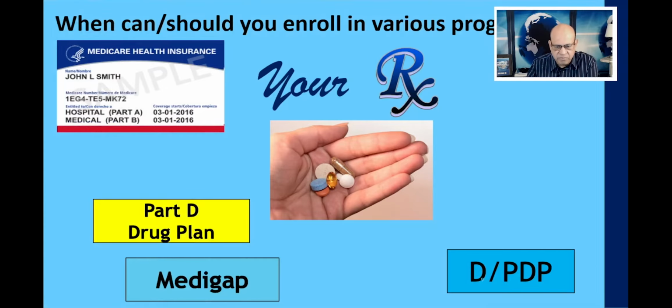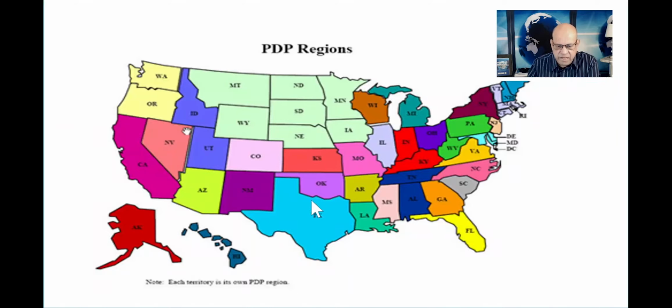Let's talk about prescription plans. As I said, it's a separate plan altogether. You have to get a separate plan which will cover your drugs, medications, and vaccinations. They are divided into various regions based on the state, and anywhere in Texas, that's where I'm from, the prescription drug plans would have similar features.